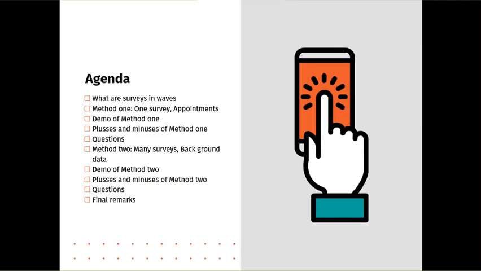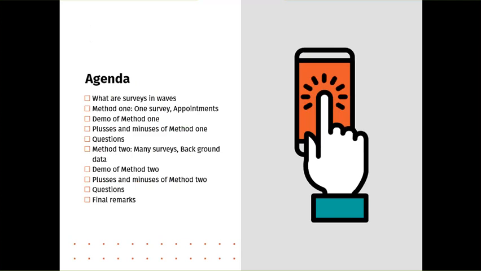Then we have two methods in which you can do surveys in waves. The first method revolves around appointments, making appointments and then resuming that survey. That is probably the method most of you will be using or are using at this moment. We will do a full demo of that method and talk about the pluses and minuses of that method. We will take some questions at the end of that, and then we will do the same thing this time for method 2.